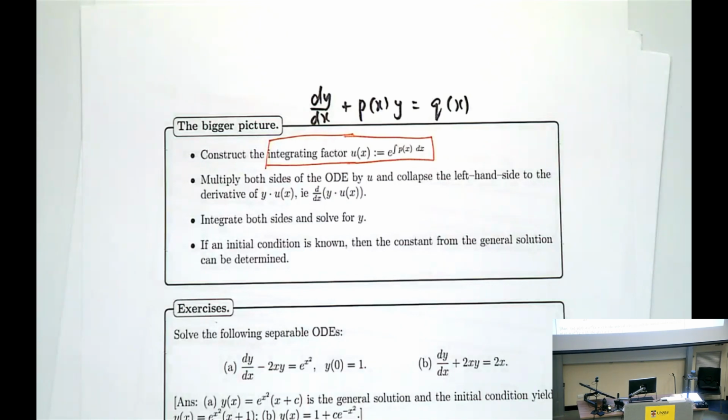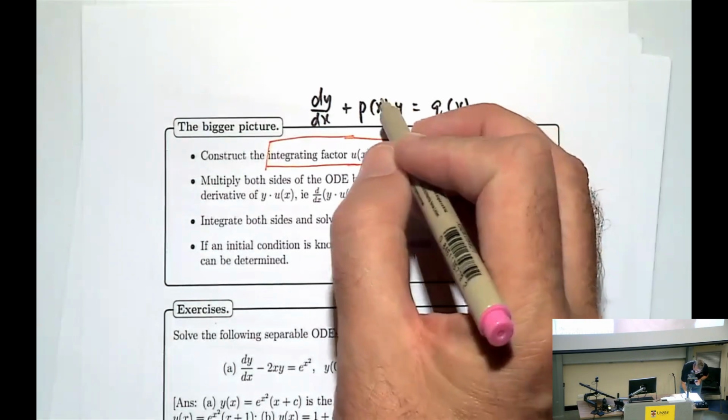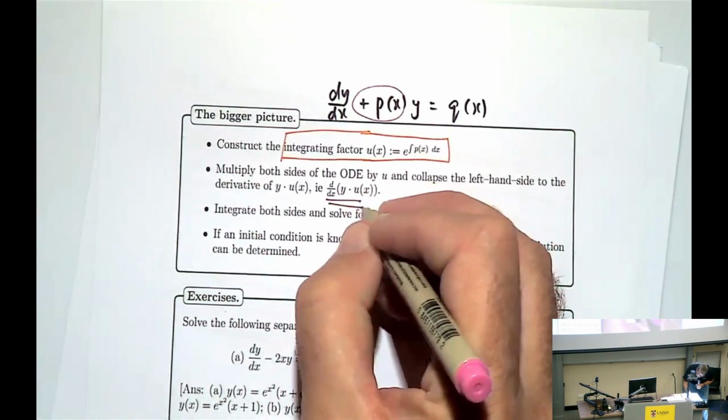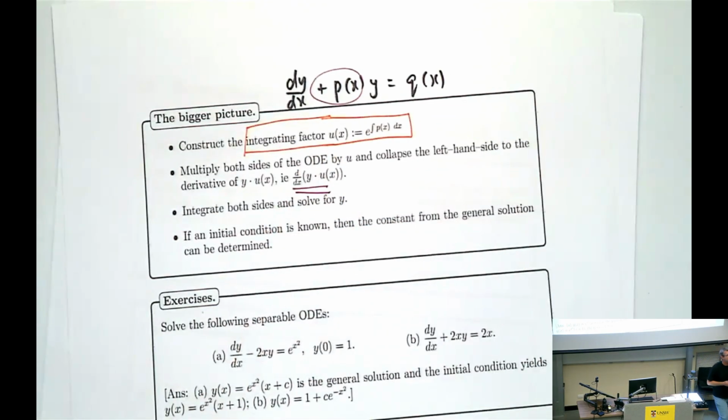Okay, so the integrating factor is defined in the following way. It's the exponential of the integral of that. Now, if you take that and multiply through your original equation, the left-hand side will be the derivative of this product, y times this crazy integrating factor. So you reduce it to the derivative of a product, and then you integrate and rearrange.